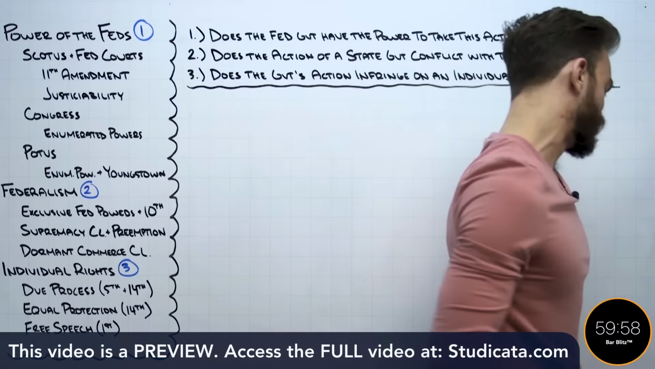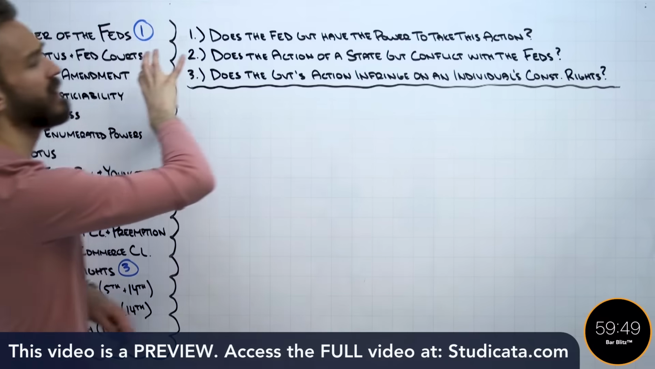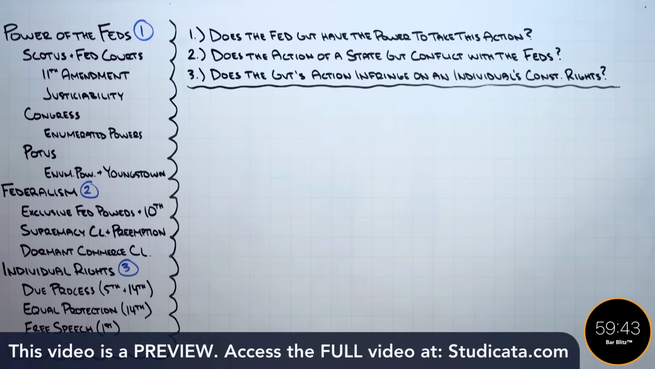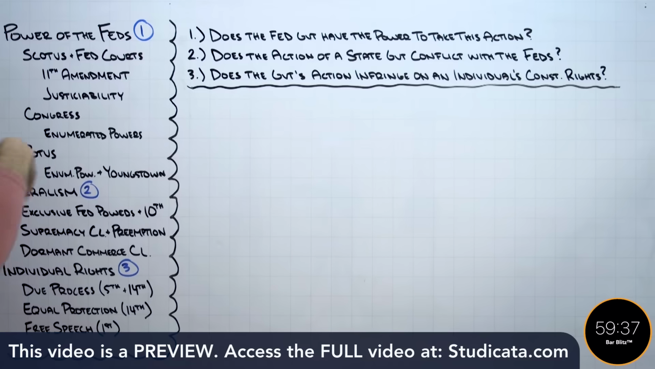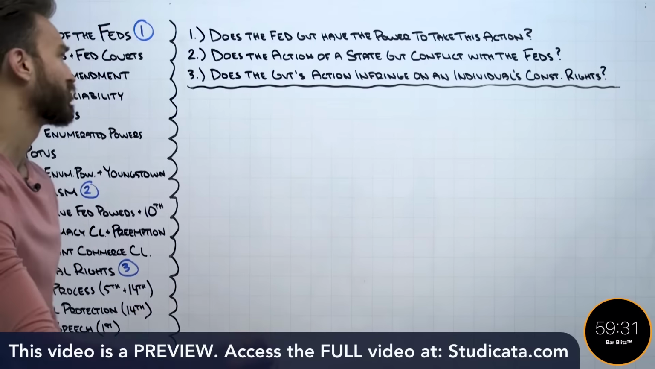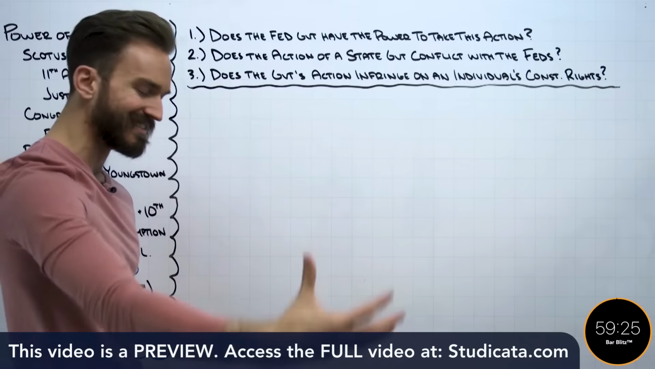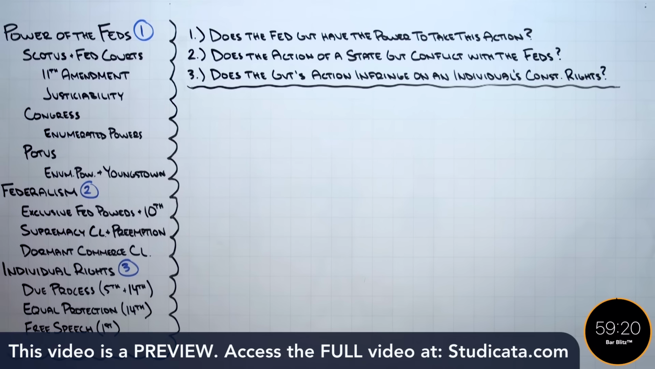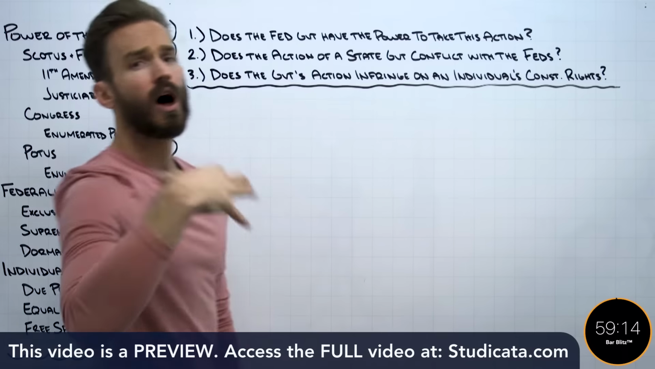So constitutional law, fortunately, we can break up into three major categories and three major issues, right? Number one, we have power of the feds. Number two, we have federalism. And number three, we have individual rights, right? Power of the feds is going to come up anytime we see a federal government actor taking some sort of action, right? Whether that's the Supreme Court or a federal court, Congress, or the President of the United States. If we see any of these parties taking any kind of action on our constitutional law fact pattern, we have to ask the question, well, does the federal government have the power to take this action under the Constitution?